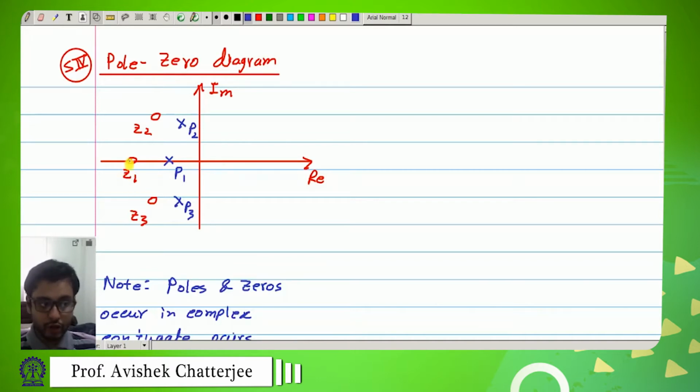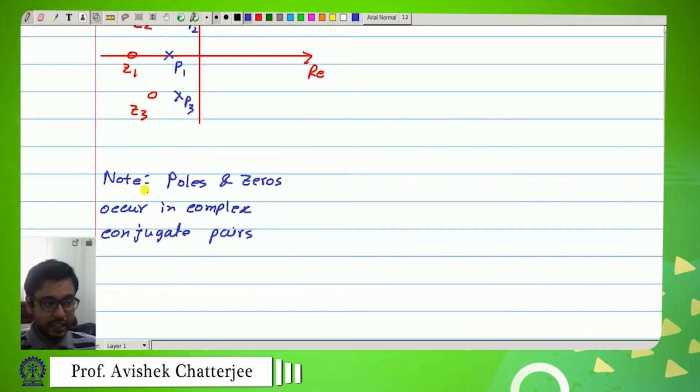Same is true for zeros. Zeros must also occur in complex conjugate pairs. Either they are completely real like this Z1, there is no imaginary part, but Z2 has an imaginary part, so this is a truly complex number. So there must be another zero Z3 which is the complex conjugate of Z2. So poles and zeros are either purely real or they occur in complex conjugate pairs.